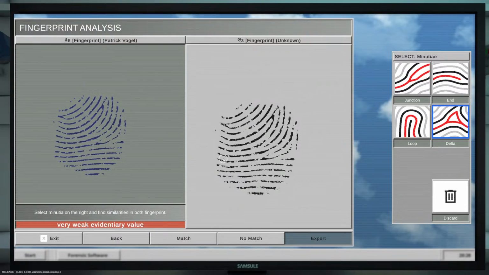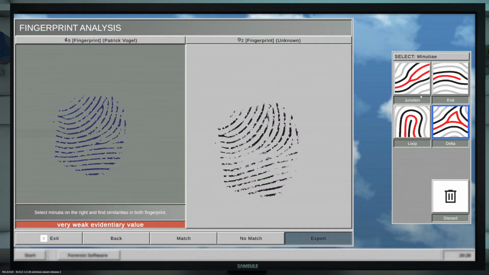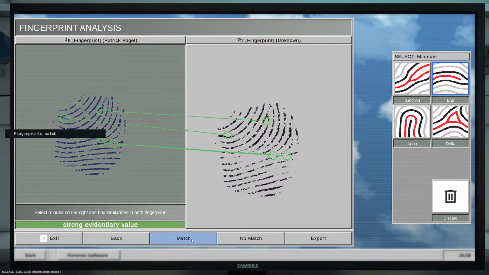Oh my goodness, this is a perfect match here. We'll get these 3 junctions. And I think we can get this end right here. There we go. We got a match. This is also them. Alright, get these junctions, and we'll grab the end again. Match it up.